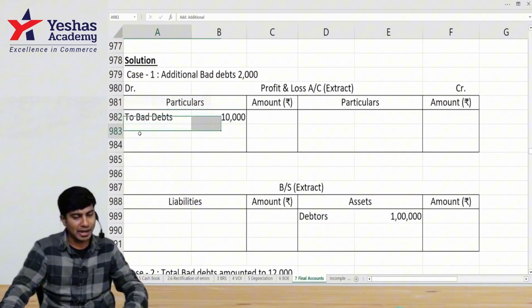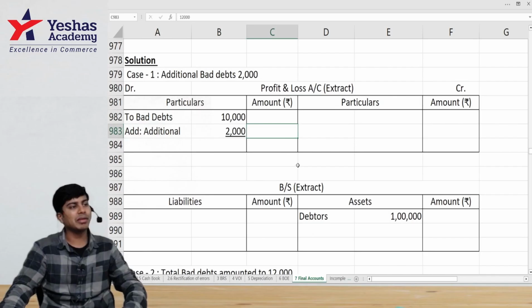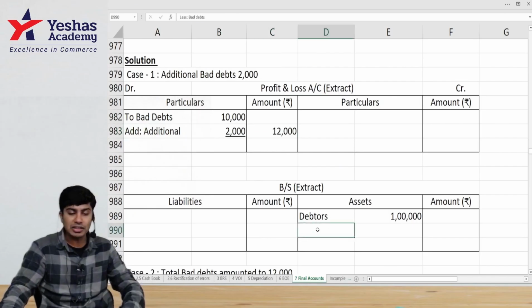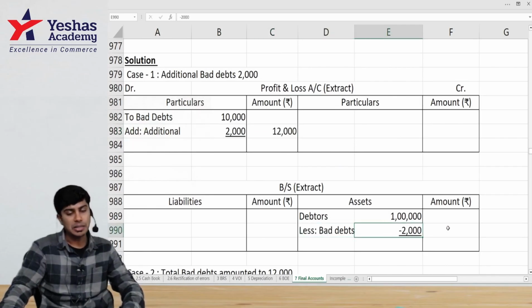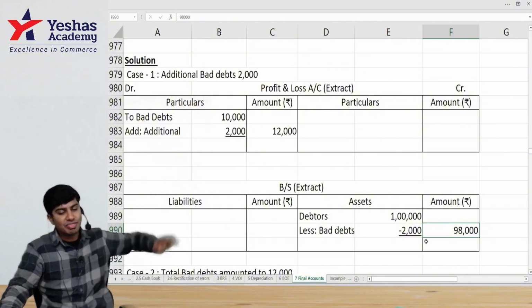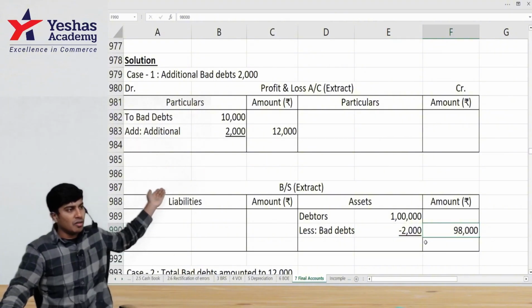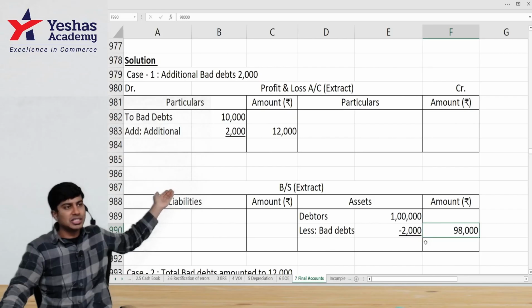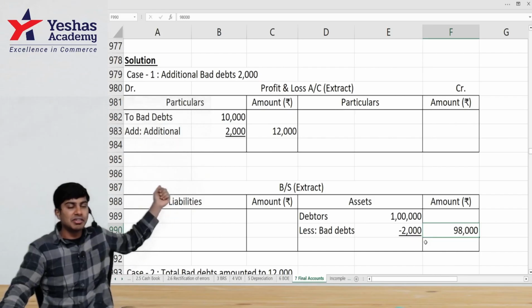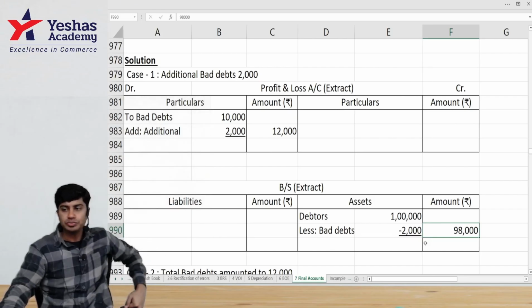I would write bad debt as an expense, making my total bad debts 12,000. I would further deduct that bad debts from my debtors, making my debtors 98,000. This is the answer for case 1, where debtors of 1 lakh is there in trial balance, bad debts of 10,000 is there in trial balance, and in adjustments they've given additional bad debts of 2,000.